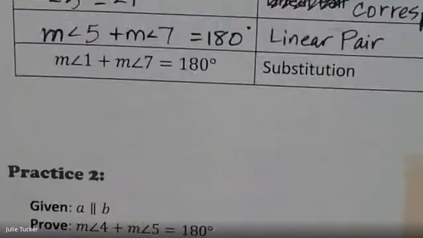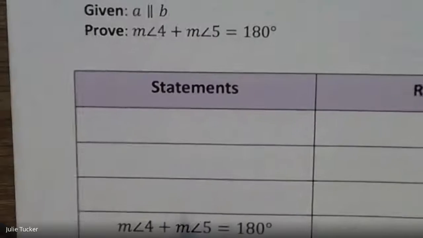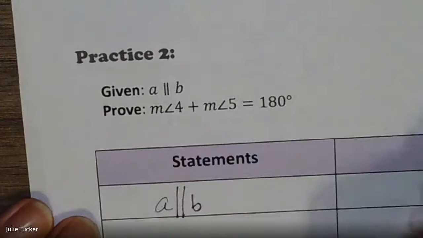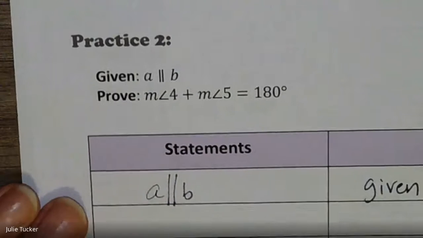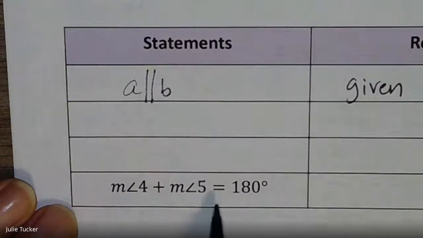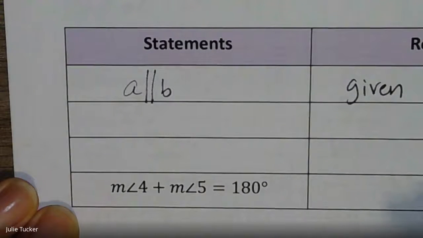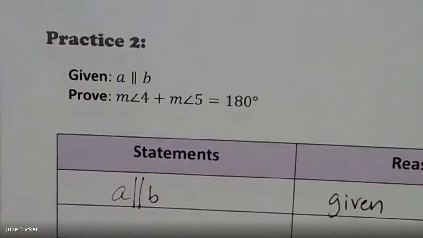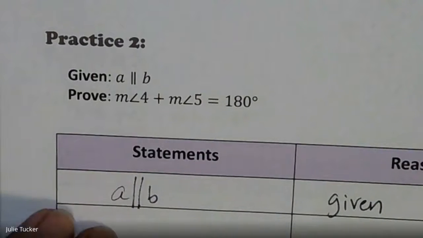Okay, let's do one last problem together. This one says, you're going to be so surprised, what does it start with? A is parallel to B, every single time. And if we're doing substitution again, we need to look for something that uses either 4 or 5 that's a 180 sum. So we're going to look for either linear pairs or same side interior or same side exterior with 4 and 5.